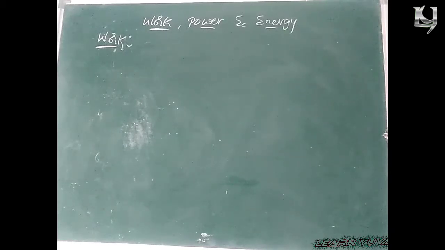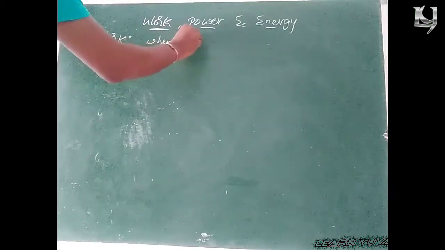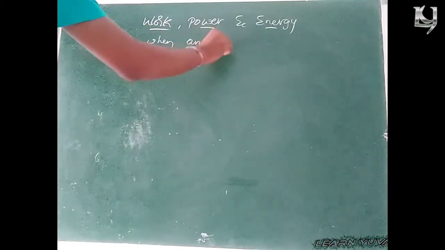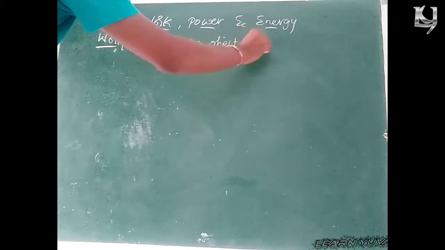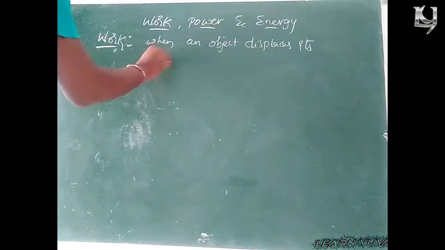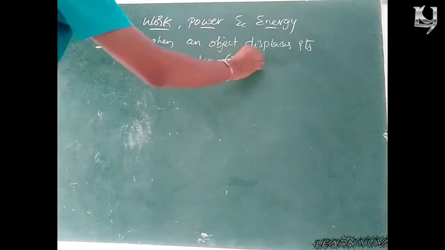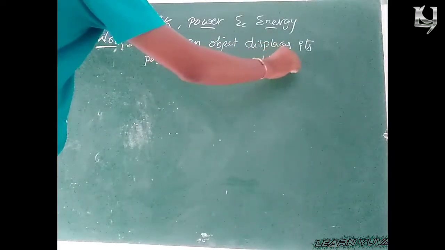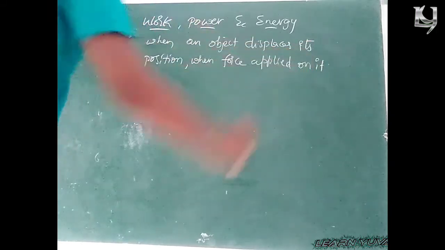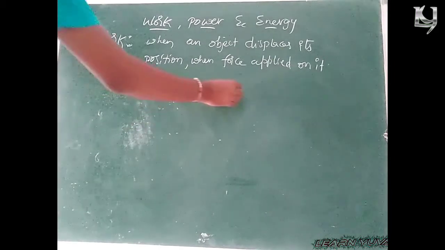In that work, power and energy, first of all we are going to learn about work. A work is said to be done when an object displaces its position when force is applied on it. So whenever an external force acts on a body, the body should displace its position.